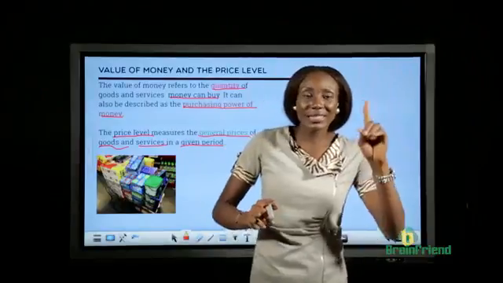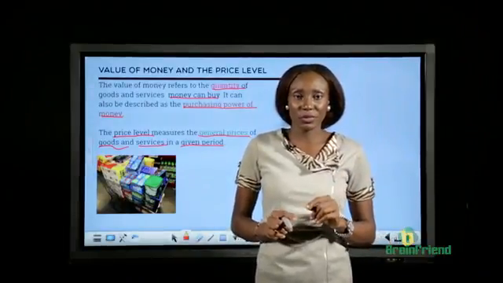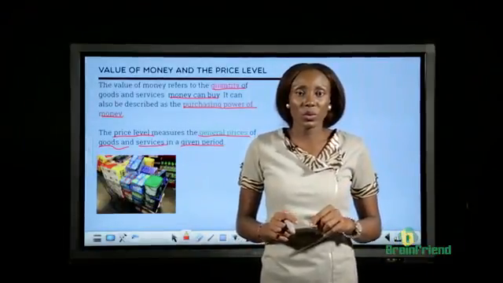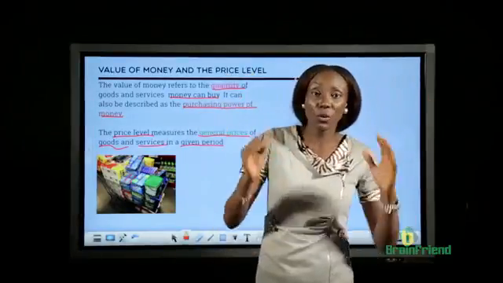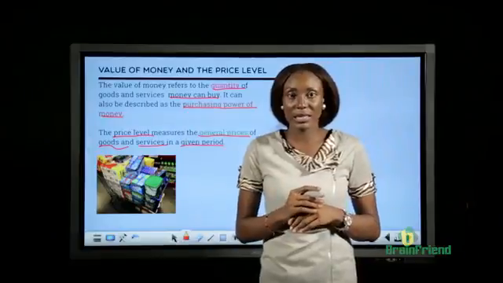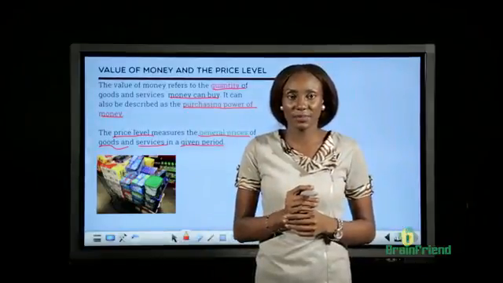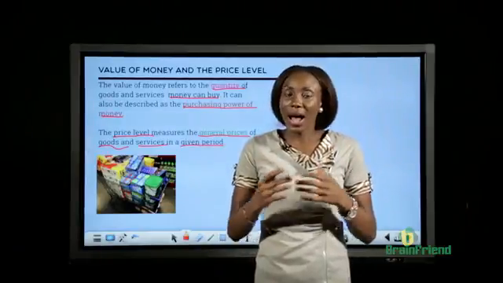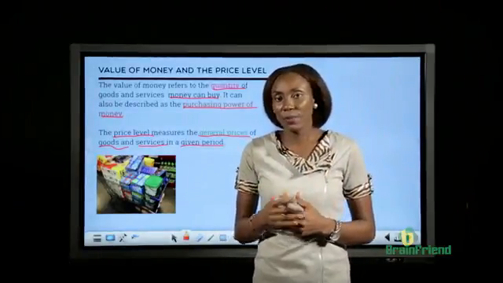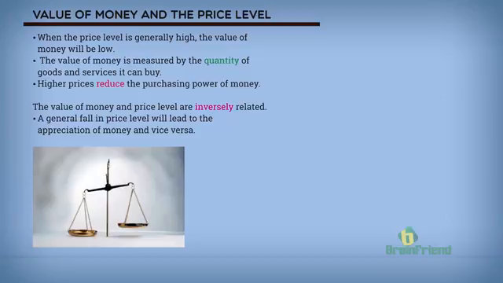Now, we are not talking of a single price level of one product. We are looking at the general price level for different goods and what? Commodities, as well as services. So how do we relate the two? How do they relate to each other? Let's take a look. When the price level is generally high, the value of money will be low.